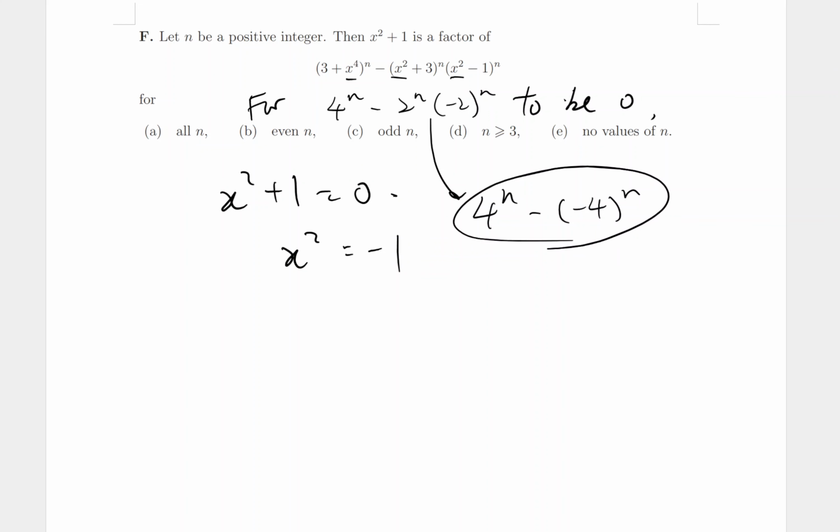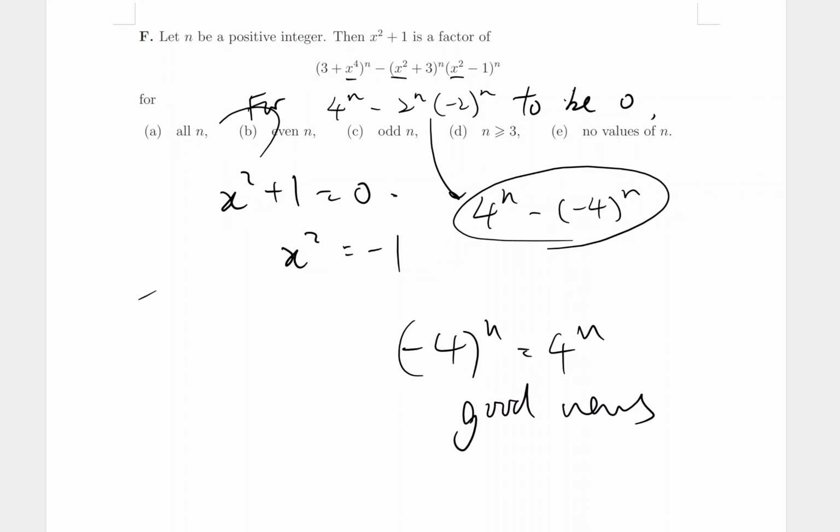And what do you need to do for this to be 0? Well, if n is odd, then you're in trouble, right? Because it won't be 0 when n is odd. So n has to be even. So when n is even, we know that this is equal to this, which is good news. Because when n is odd, I'm sure we all know this, but just to clarify, when n is odd, you'll get this, which is not ideal, right? Because it's a minus in front. So n has to be even. Cool. Answer is B.